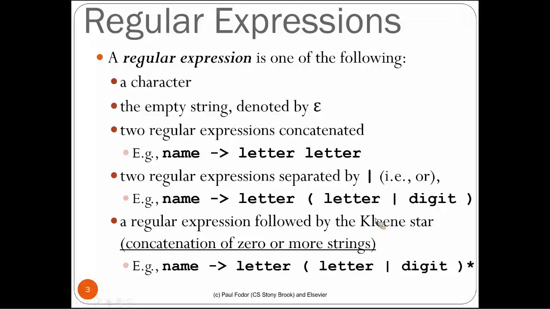Again, a regular expression could also be an expression followed by the Kleene star. The meaning of that is concatenation of 0 or more strings. So, in fact, the definition of identifiers in many programming languages is that an identifier or a name is a letter followed by any number of letters or digits. So this is the regular expression definition. It's either one character, the empty string, a concatenation of predefined tokens or characters, a disjunction, either one of the two options, letter or digit, or a regular expression followed by the Kleene star.